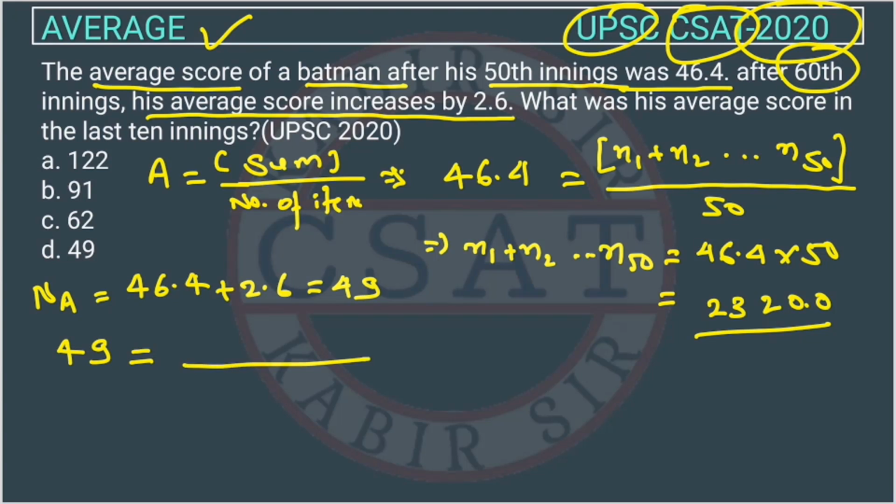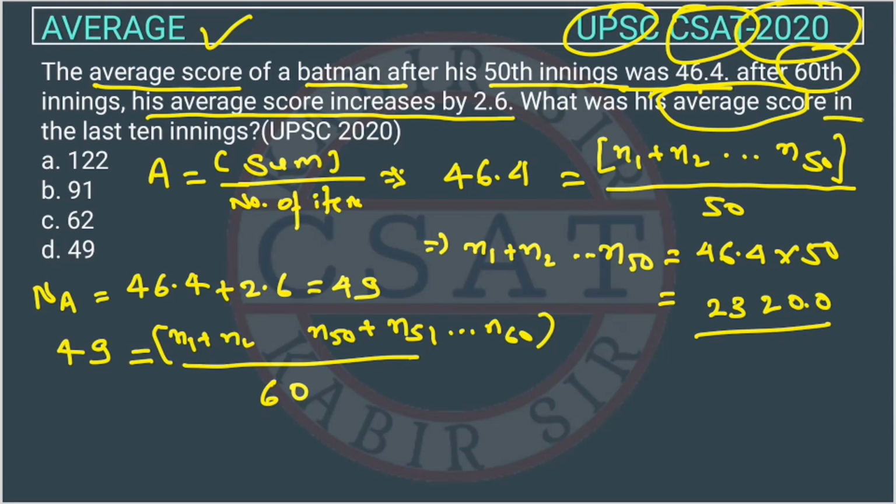So there are 60 innings played by the batsman, right? So here N1 plus N2, and then 50 and 51, and the same will go till 60. So what was his average score in the last 10 innings? He is asking about this part. We have to calculate the average score of these innings.